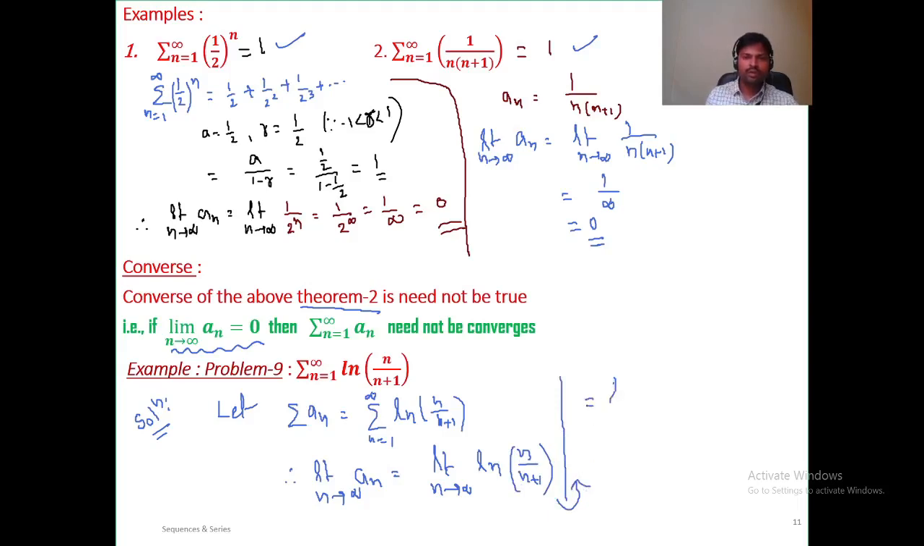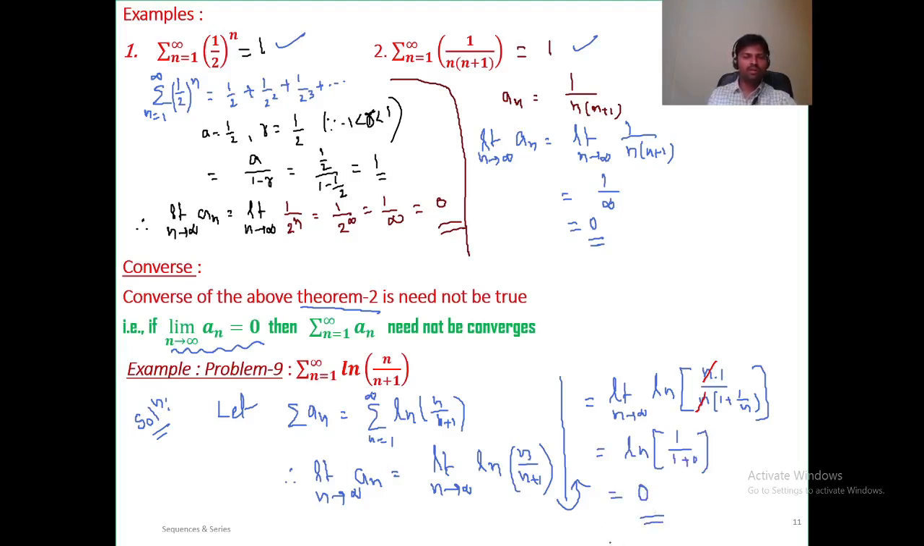The limit as n tends to infinity of the natural logarithm function of the numerator n into 1, taking n common, and the denominator n into 1 plus 1 by n. So overall the n cancels out. Then apply the limit, what will you get? ln of 1 by 1 plus 0. What is ln 1? 0.